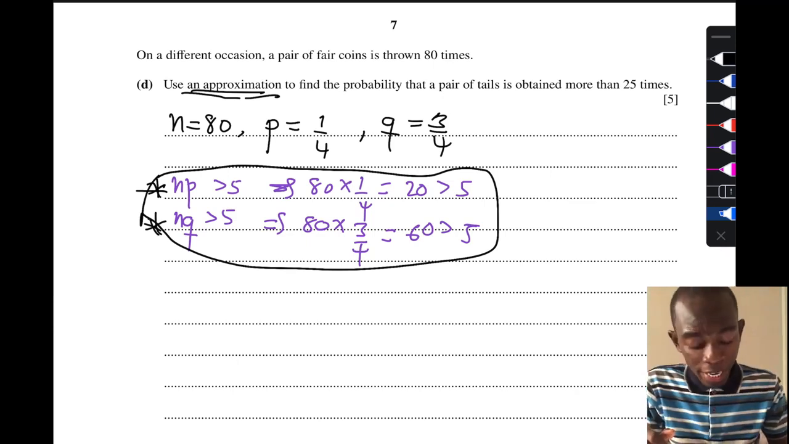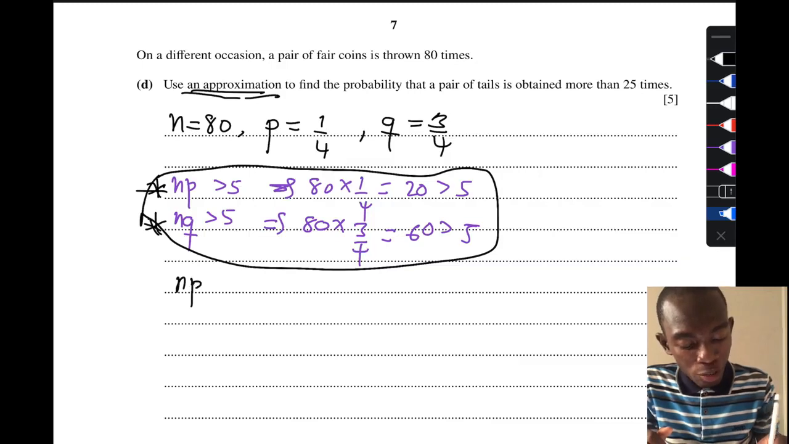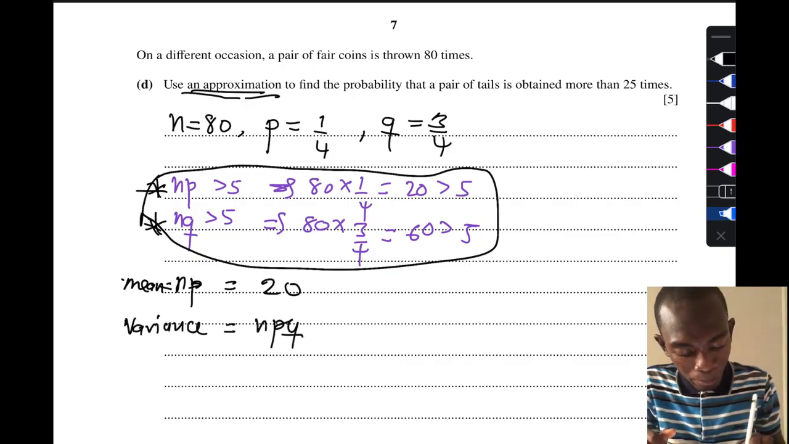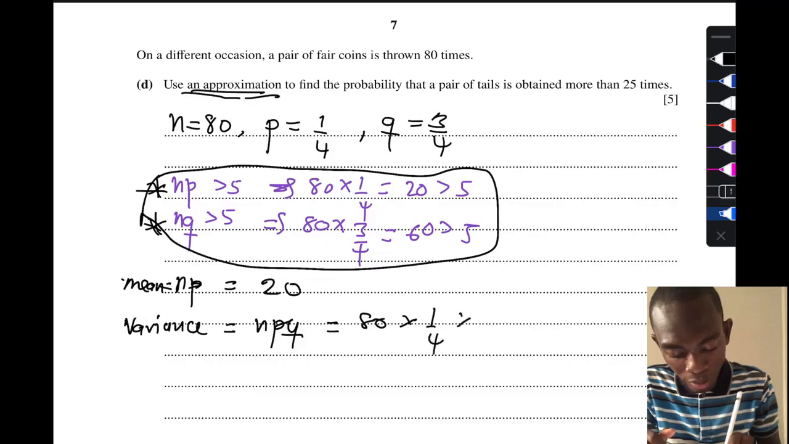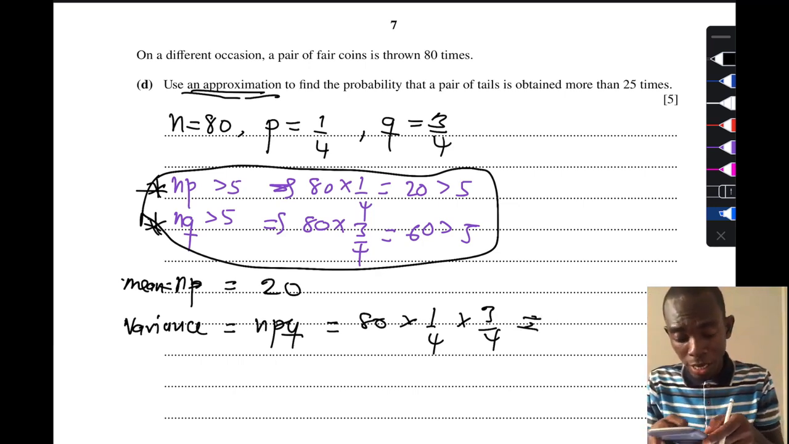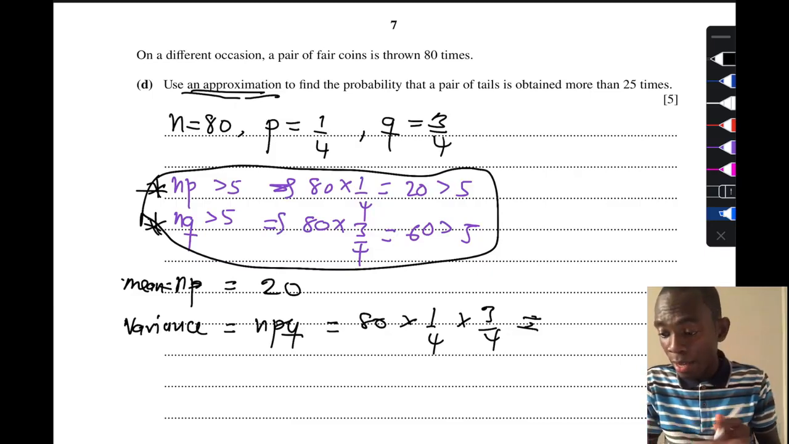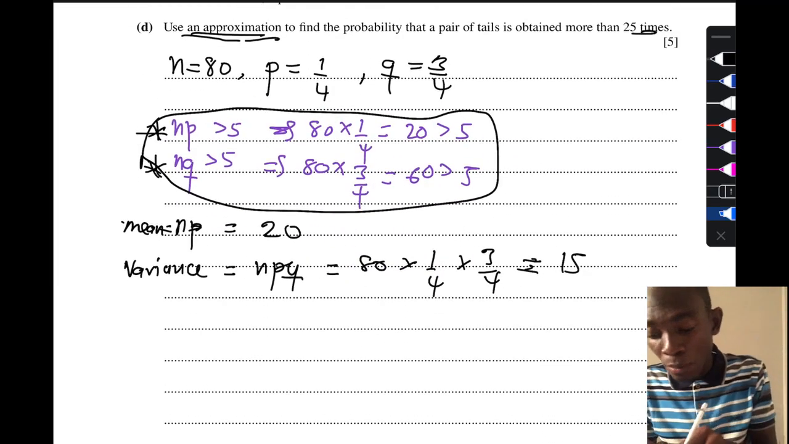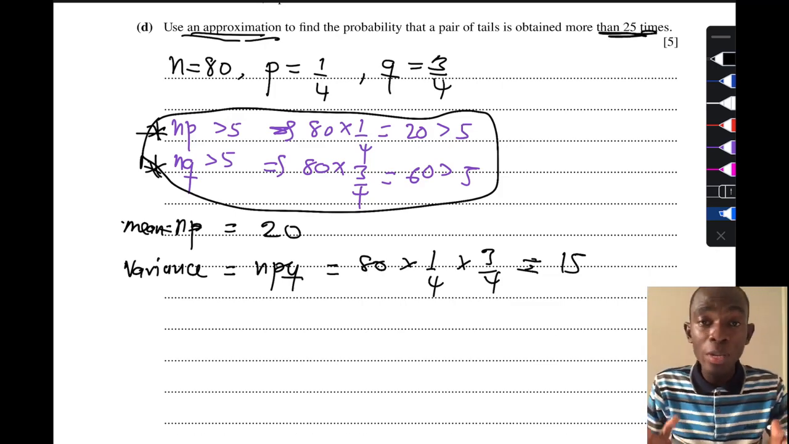The np is actually your mean, and you found it is 20. Don't waste time to do it again. Now you need your standard deviation, but you can get that from the variance, and variance is npq. So that's 80 times 1/4 times 3 over 4, and that is 15. Great. Now they said it is more than 25.